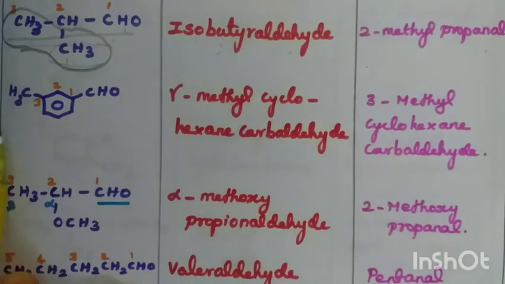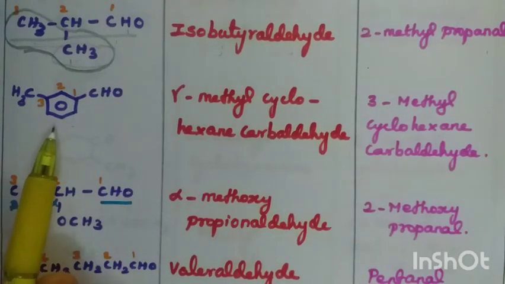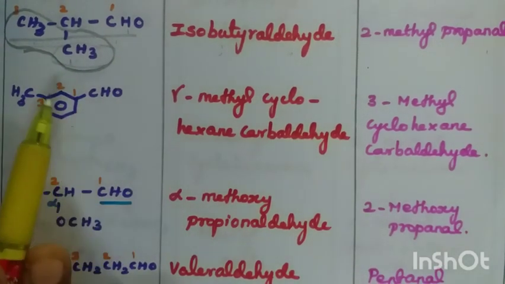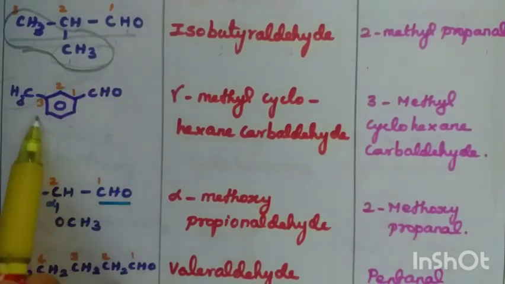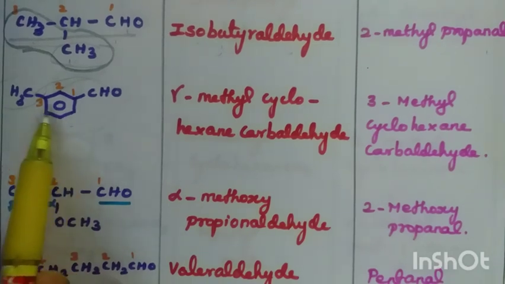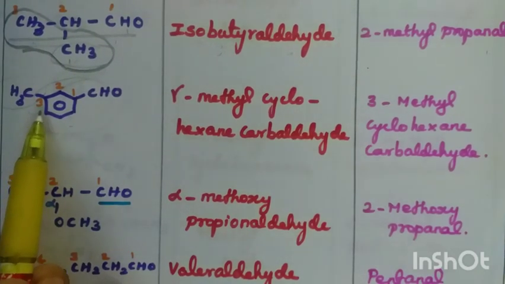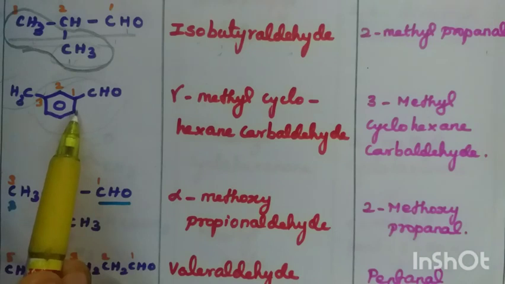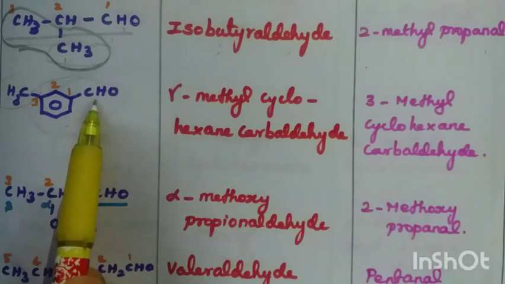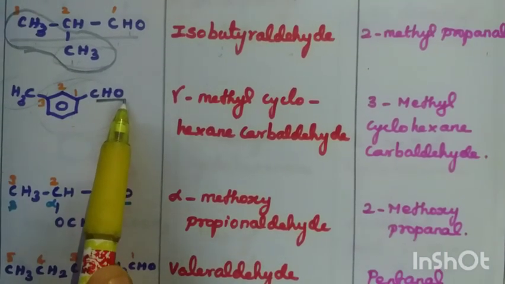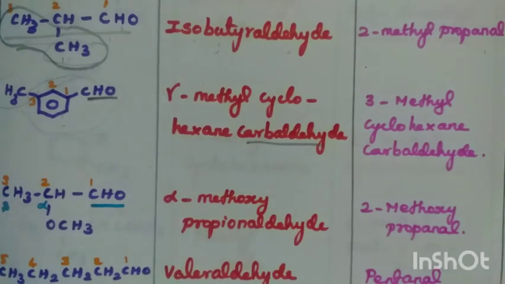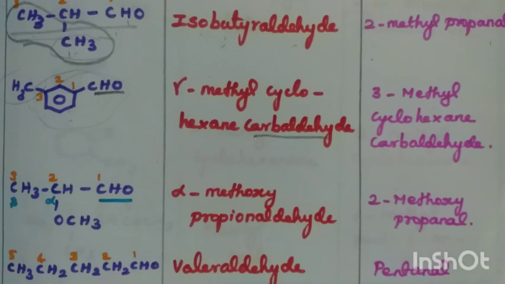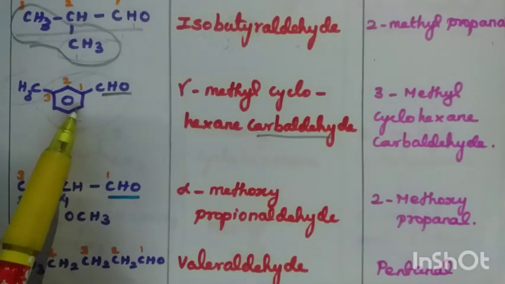And the next compound here is a benzene ring with an aldehyde group. This is called benzaldehyde. Here, when it is a substituent, the aldehyde group is called carbaldehyde. The aldehyde group is called as carbaldehyde.